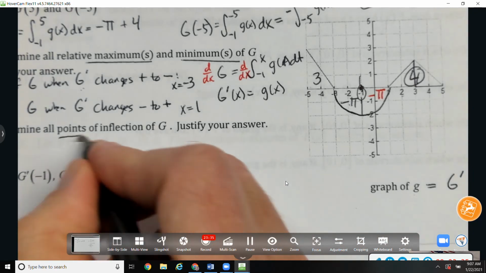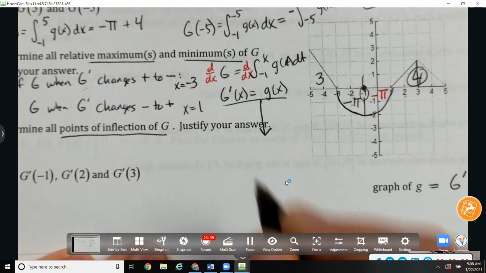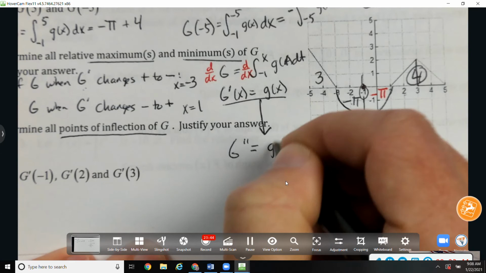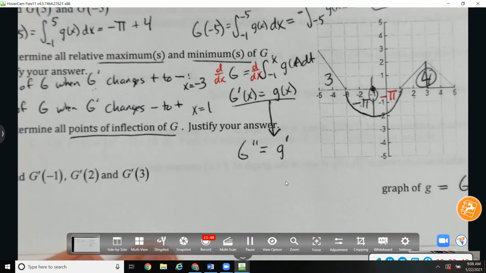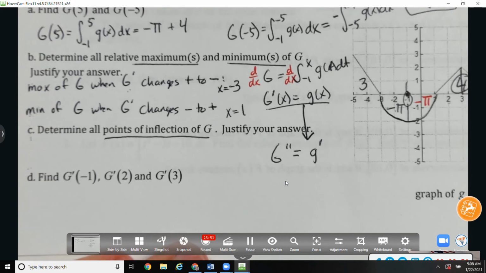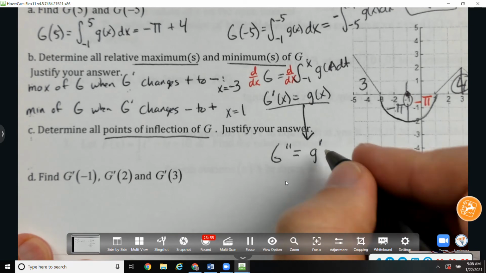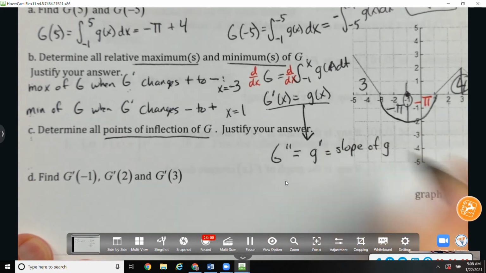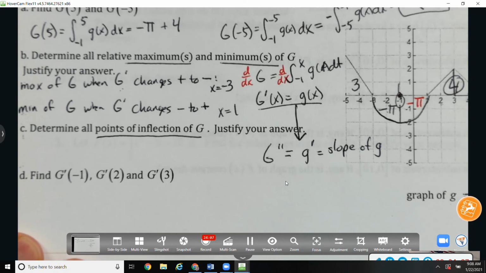Points of inflection. Well, let's take what we just did and go one step further. The second derivative of G would be the first derivative of little g. Which, if you wanted to write it, you could write that as the slope of little g. It's not absolutely necessary, but if it helps to write it out to help you know what you're looking for on the graph.